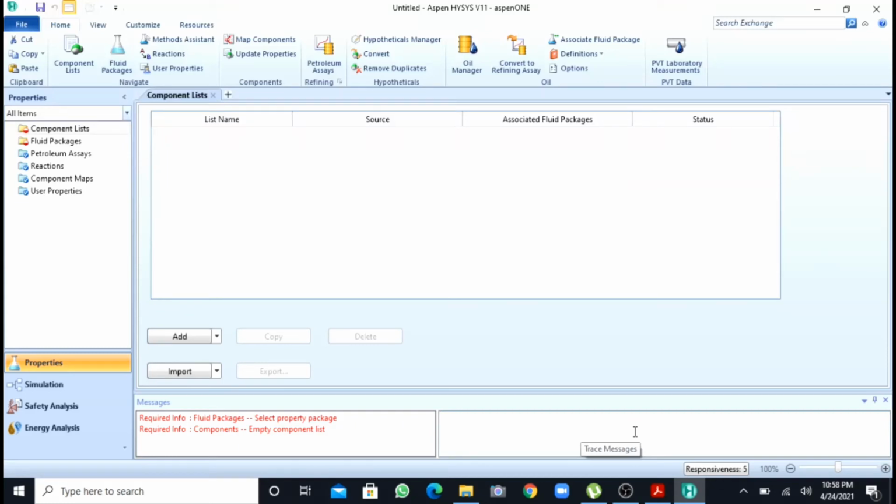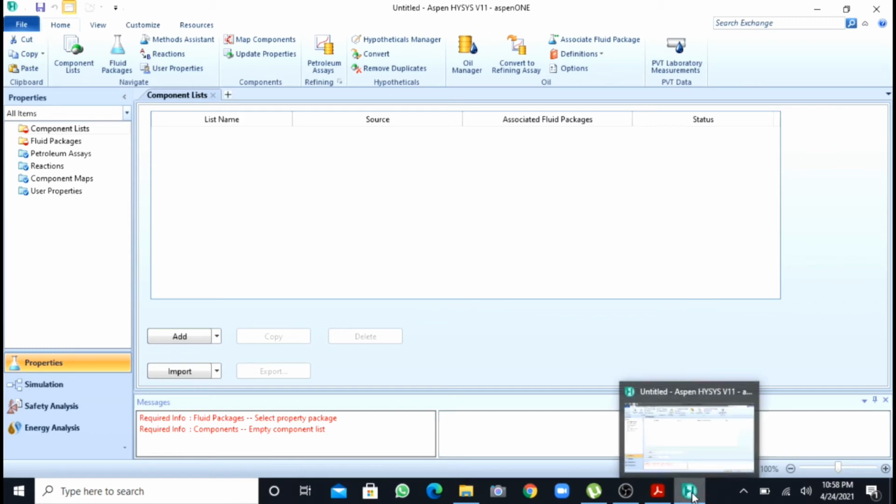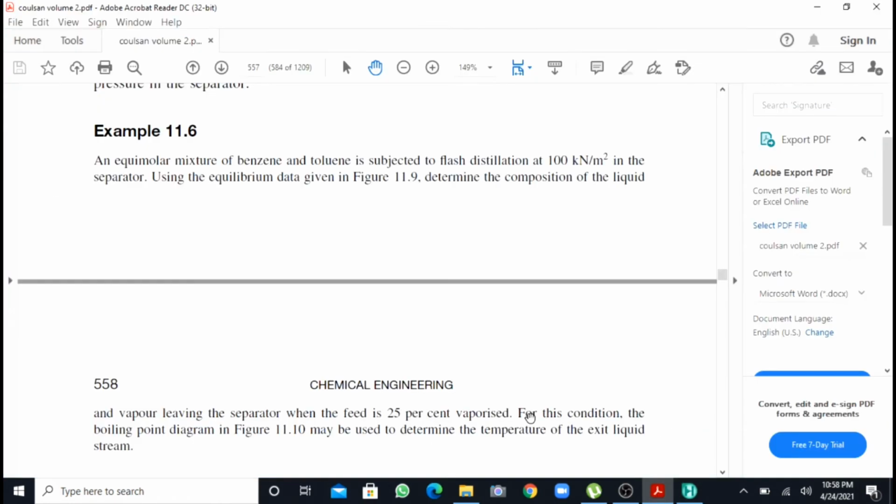In this video, we will see how we can simulate flash distillation in Aspen HYSYS. So let's start. First of all, we will see the example that is present in Coulson volume 2. In the example, we have an equimolar mixture of benzene and toluene, and we have to do flash distillation.